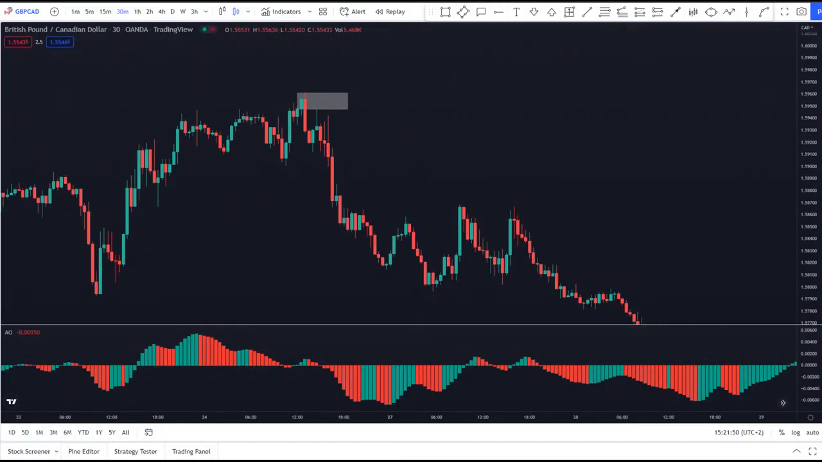Now that we have drawn the zone, which is our supply zone, what we need next is to see price coming back to the zone and close with a bearish candle. And the one advice I can teach you is that if price, while it's coming back to the zone, spikes above the supply zone, it will make this setup invalidated.